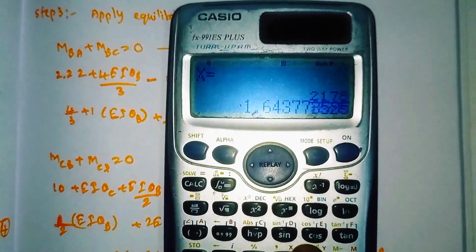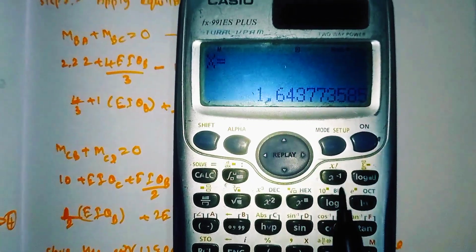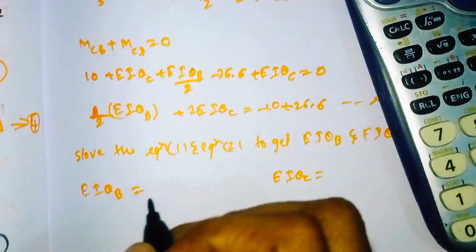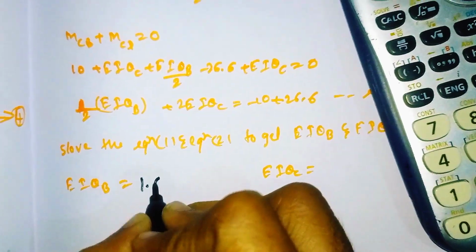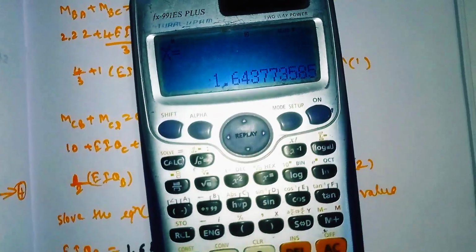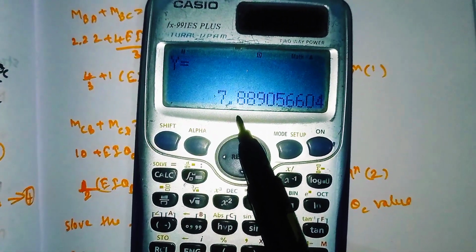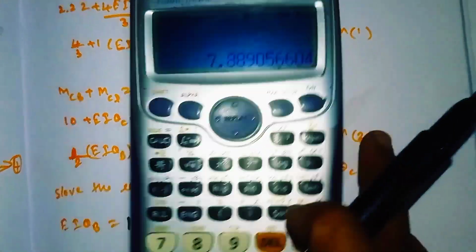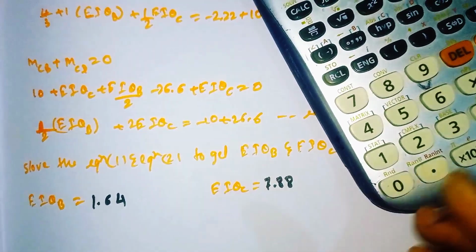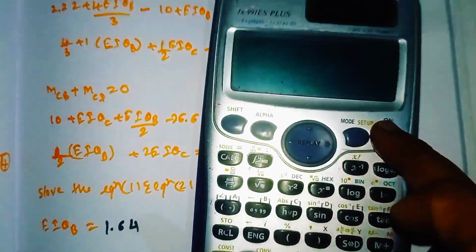So the first value will be our EI theta B. So EI theta B we got 1.64. So write it here, 1.64. And for EI theta C, our y value is 7.88. So 7.88 is the value of EI theta C. This is how we have to calculate.